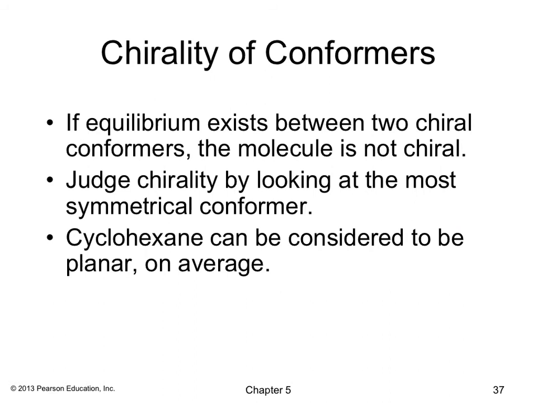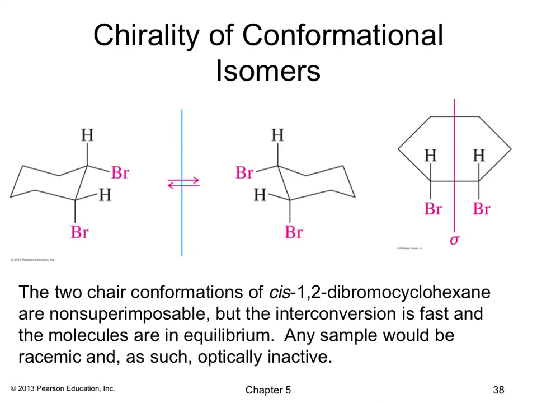Chirality of conformers. If equilibrium exists between two chiral conformers, the molecule is not chiral. You can judge chirality by looking at the most symmetrical conformer, and cyclohexane can be considered to be planar on average. So let's look at an example.